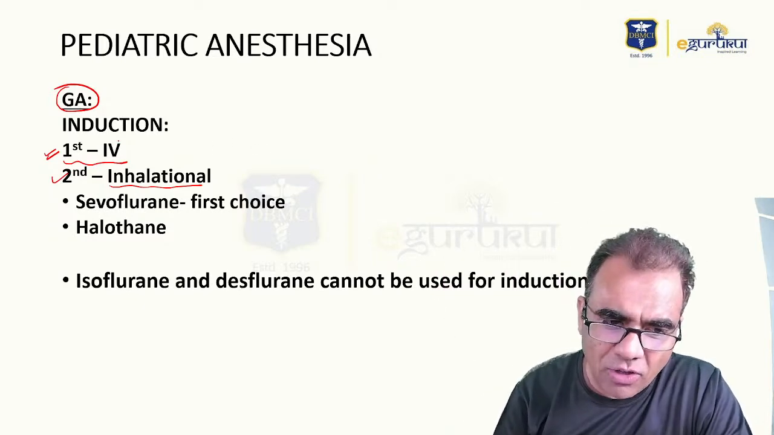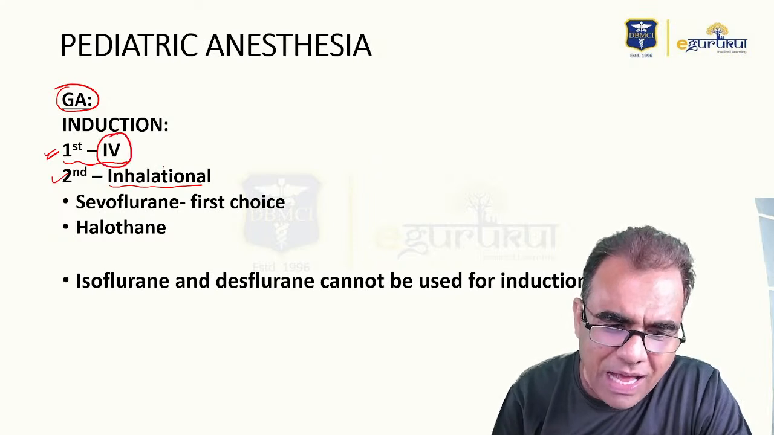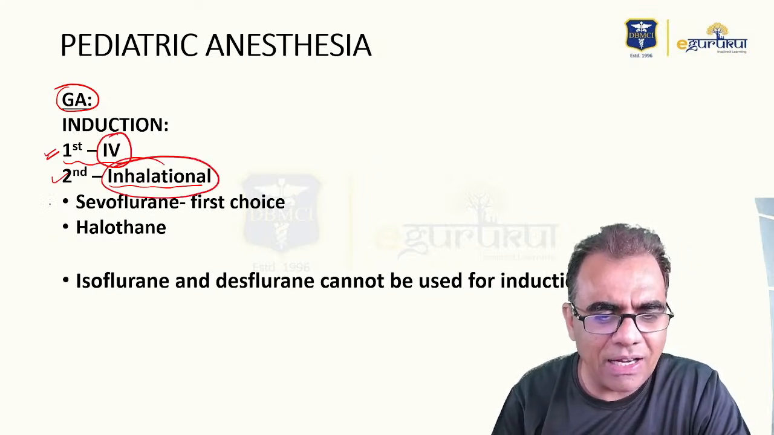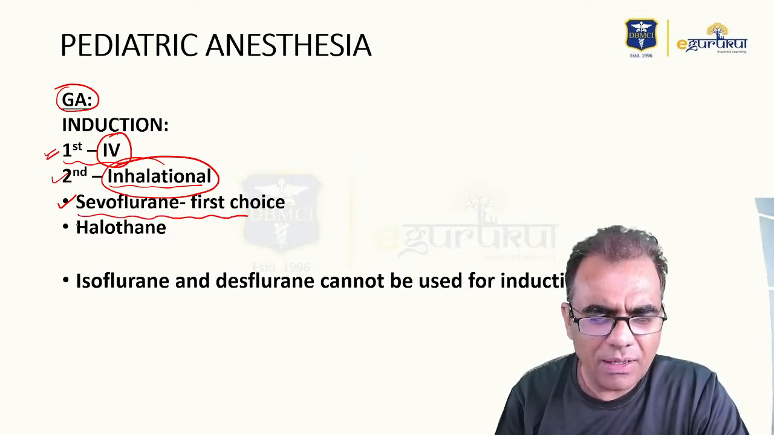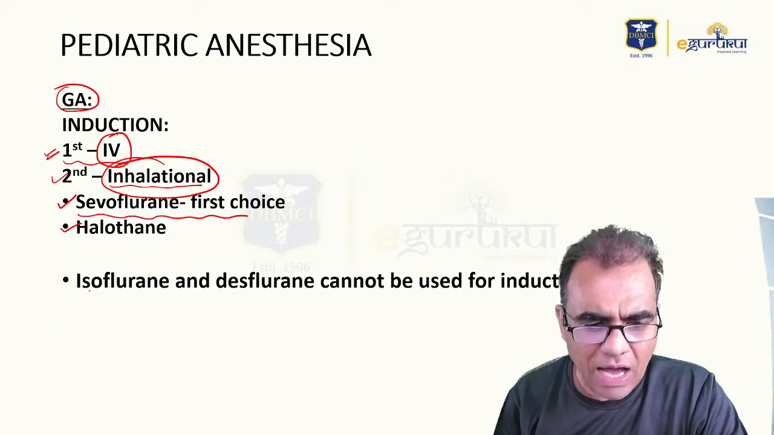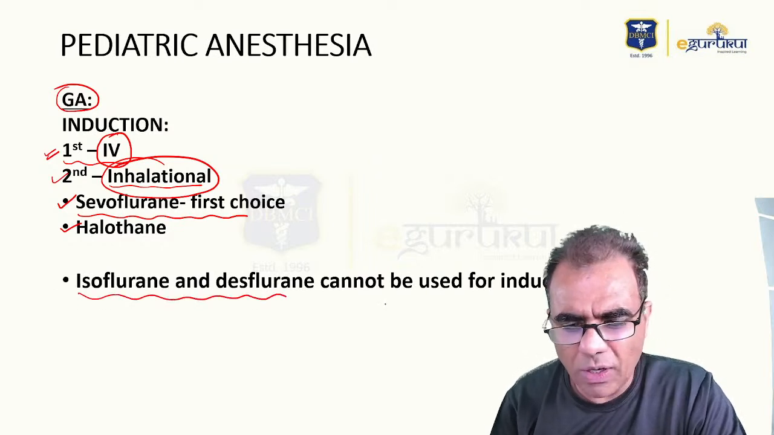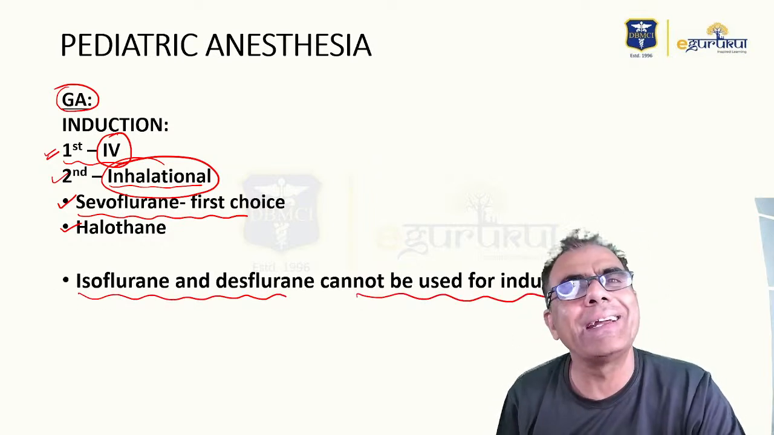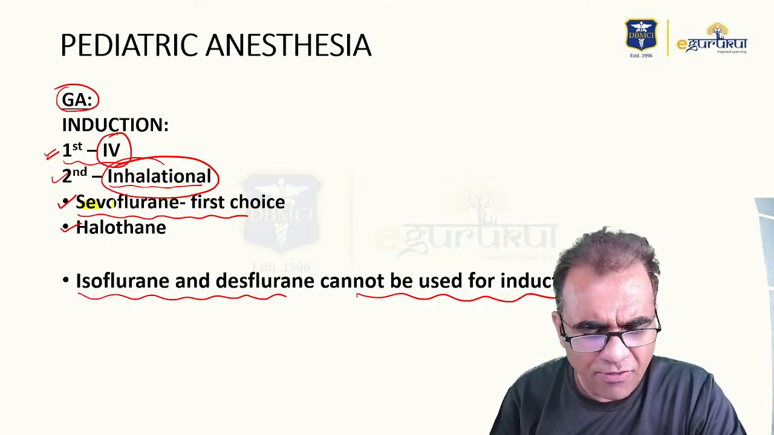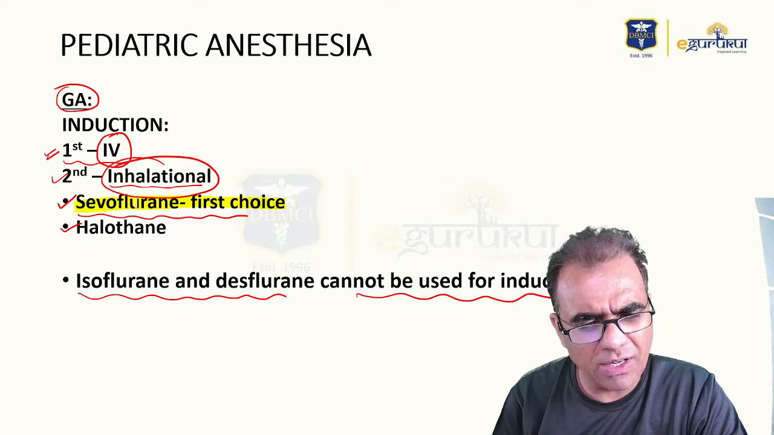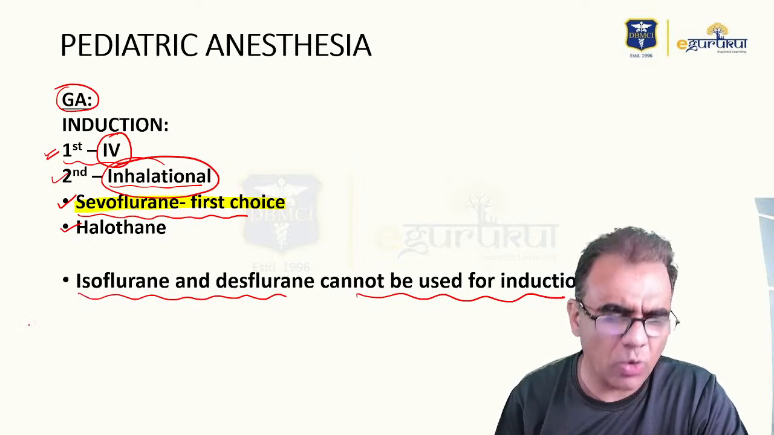So preferred method is always IV. If IV is not accessible, then inhalation. In inhalation, first choice is sevoflurane. If sevoflurane is not available, then you can use halothane. And isoflurane and desflurane, I told you, cannot be used because they have got irritating induction. If you can't remember all those details, forget it, you can just remember first choice is sevoflurane. That should be more than enough, I think. No need to go into further details.